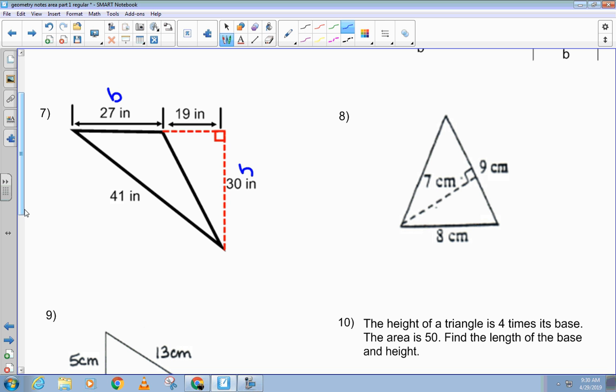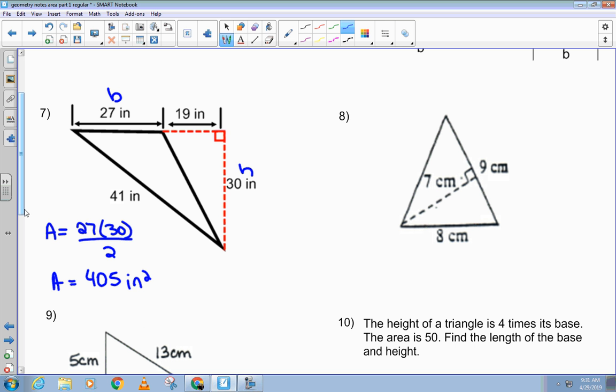Alright? So, to find that area, I take my base, which is 27, times my height, which is 30, and then what do I have to do? Divide by 2. Okay? So, in my calculator, I'm going to do 27 times 30 divided by 2, which is 405 inches squared.